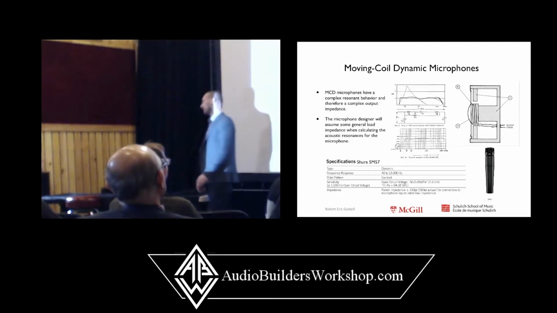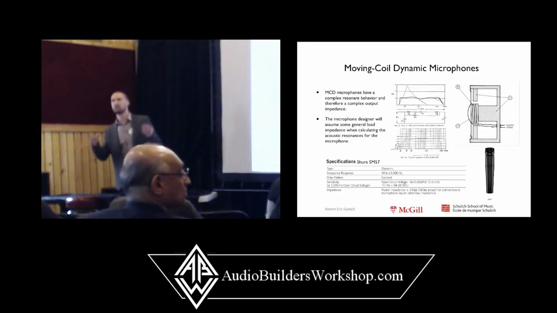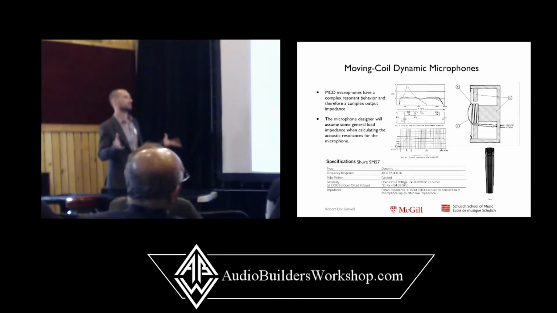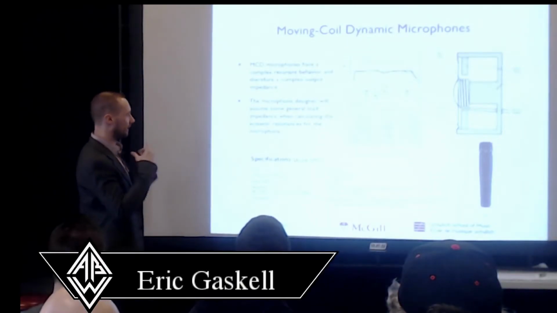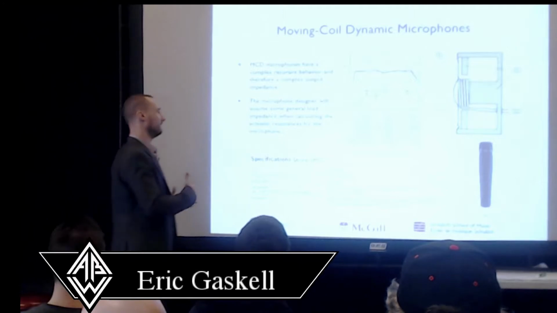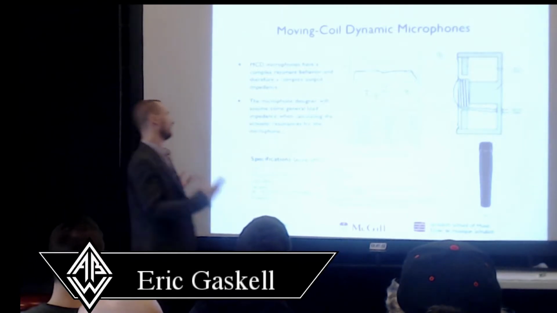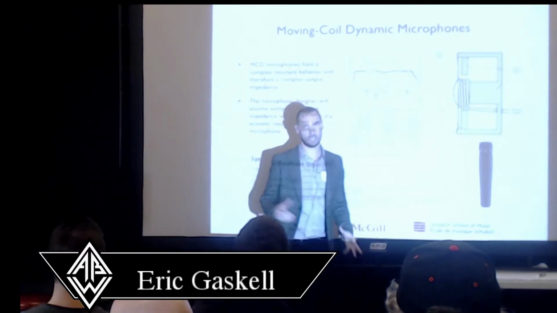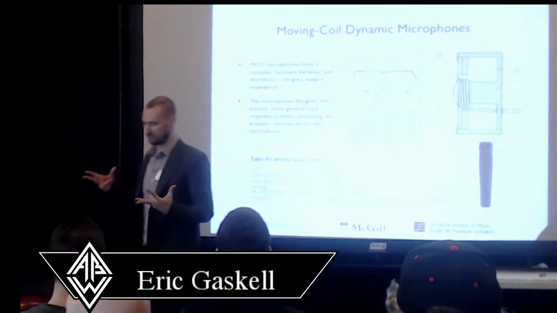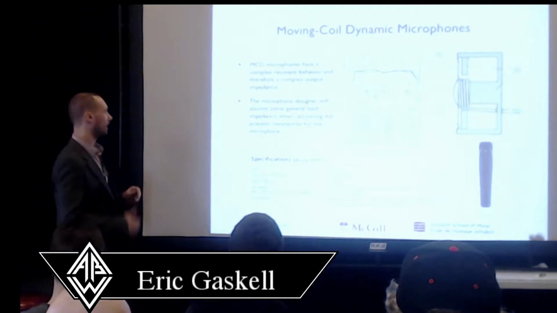Okay. Here is a SM57. This graph is not from the SM57. It's from a great paper by Southier about designing the EV655 dynamic microphone. Dynamic microphones are extremely complicated beasts because the frequency response of the capsule itself, the membrane attached to the voice coil, is not flat at all.